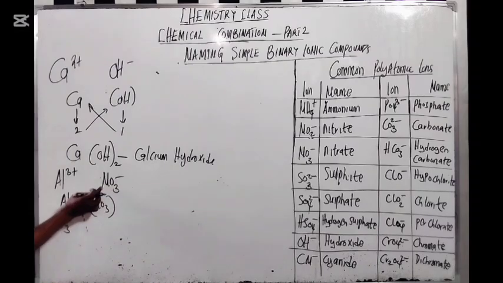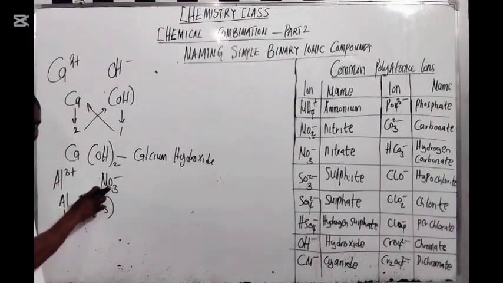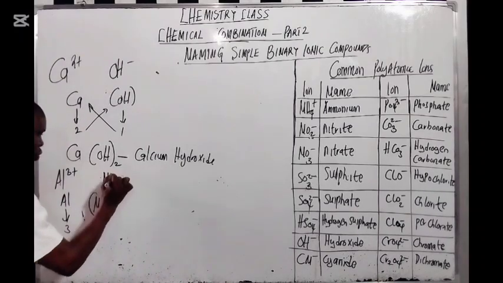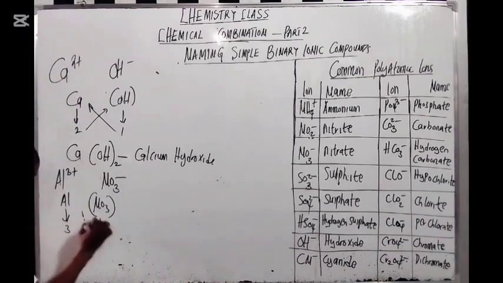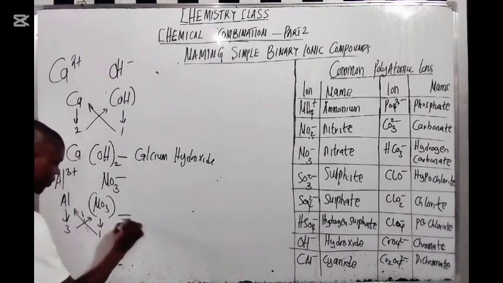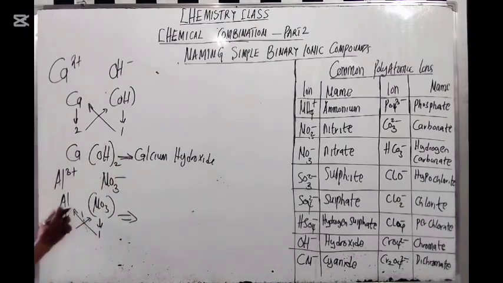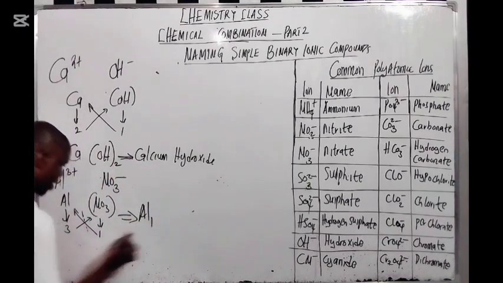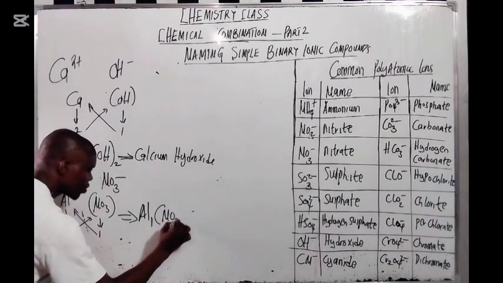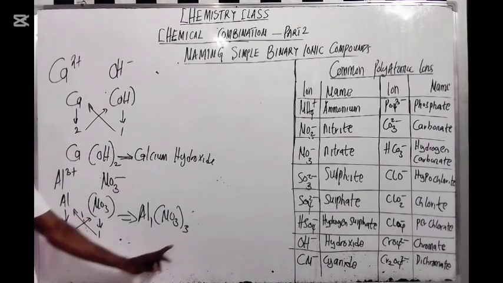Remember, this 3 here means, what does it mean? 1 atom of nitrogen, 3 atoms of oxygen. That is it. So it will now be in a bracket like this. Remember, this minus 1 means 1. It's okay. So this guy will move here, and this guy will move here, right? So we have Al1, and here we have NO3, and here we have 3. Can you see that?